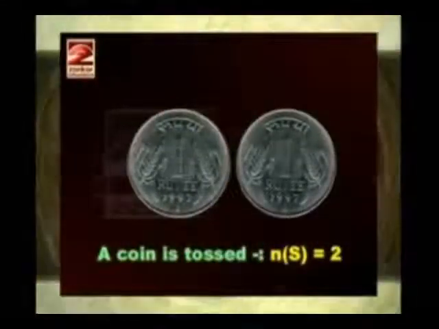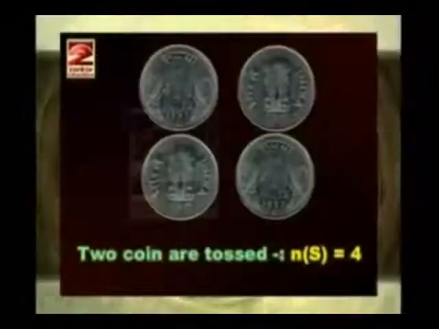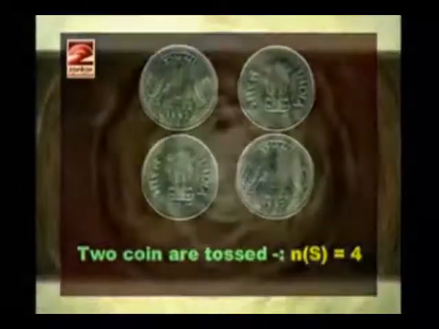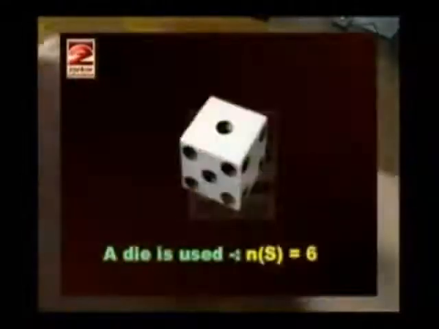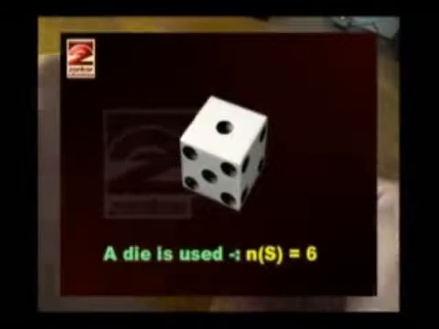Now the number of elements in the set S is denoted by n(S). So when one coin is tossed, n(S) = 2. When 2 coins are tossed, n(S) = 4. And when a die is used, n(S) = 6.